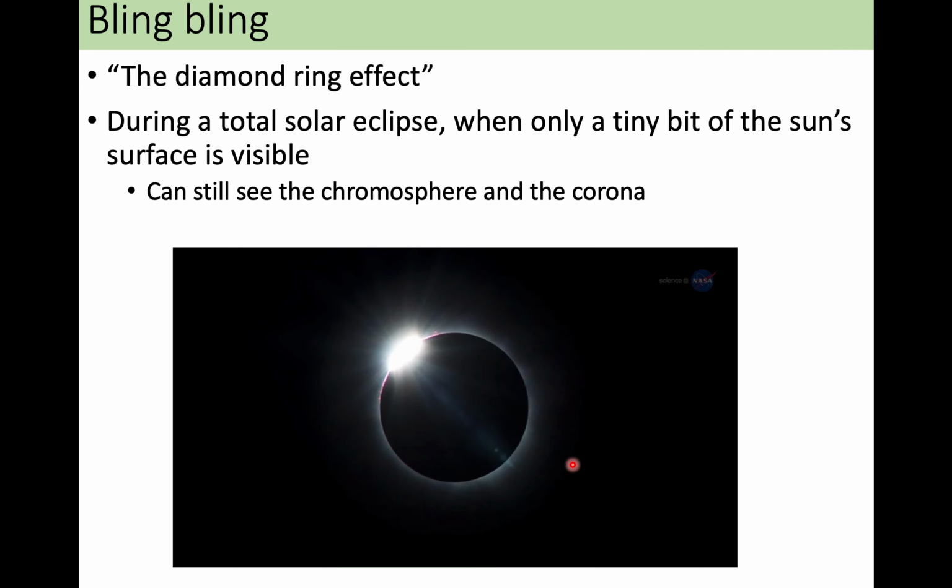So there's also something that's called the diamond ring effect. This is during a total solar eclipse when only a teeny tiny bit of the sun's surface is still visible. This is where you can see the chromosphere, so you can see the pink, you can see the corona, you can see that white kind of making the band of the diamond ring, and then still that little bit of the solar eclipse making this really beautiful image here. This image is from NASA of this really nice diamond ring effect.